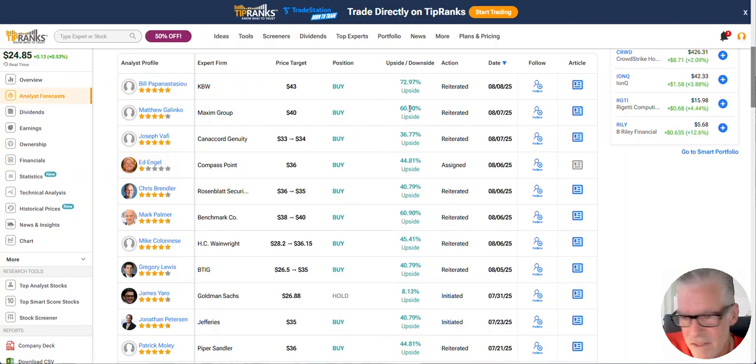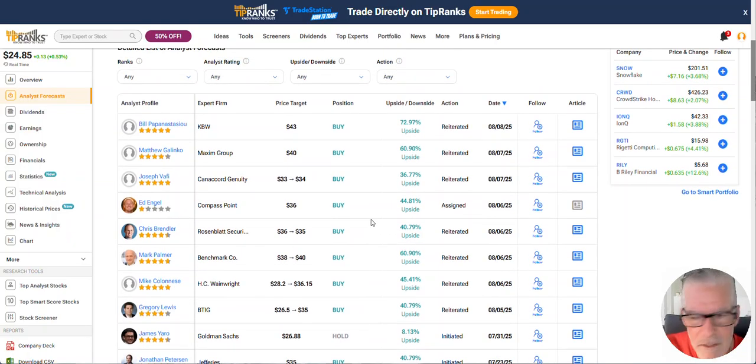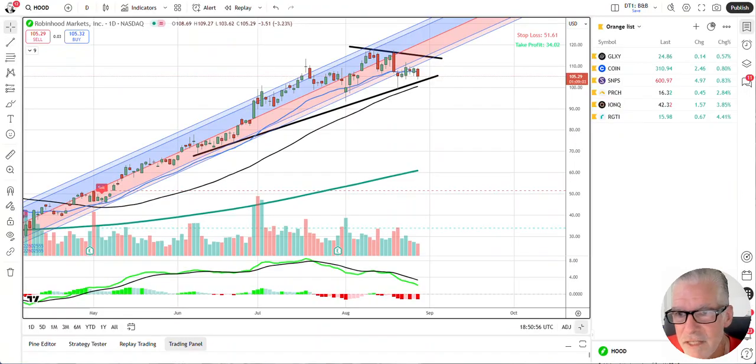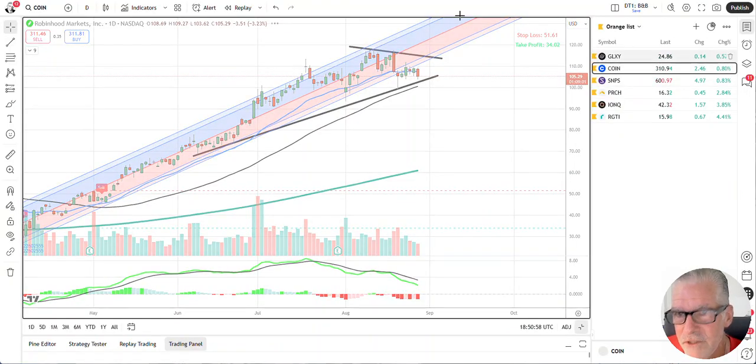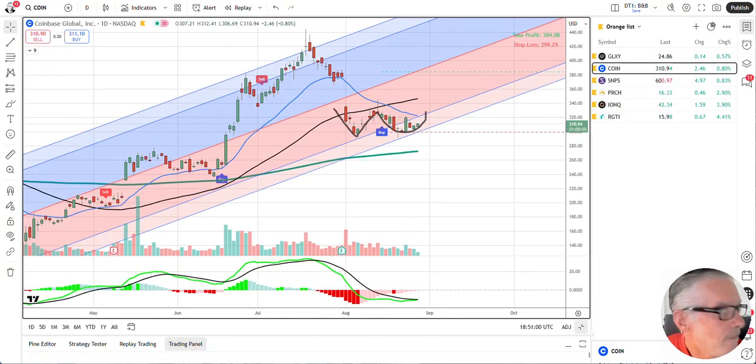Look at these price targets. 73% upside, 61%, 36, 48, 40, 40, 60. Just crazy upside price targets on this stock. Okay, so we're definitely not going to take it off the list, but let's see how it compares to some others. Let's do Coin. You know what? I'll just go right here. Coin.